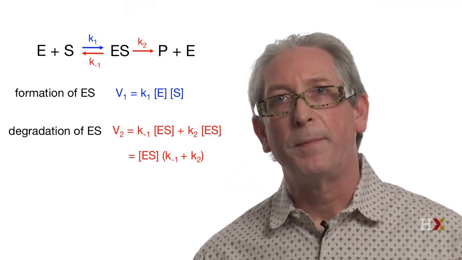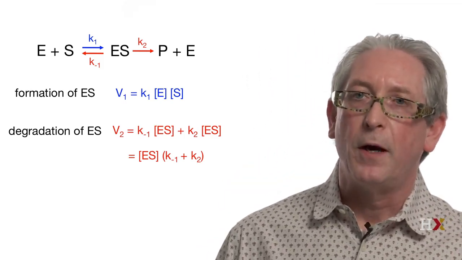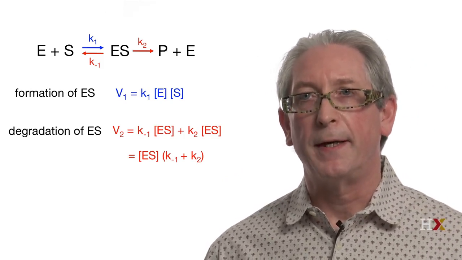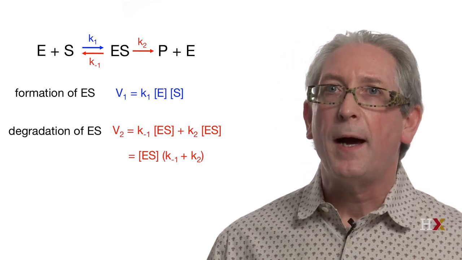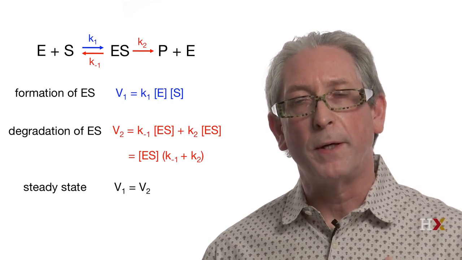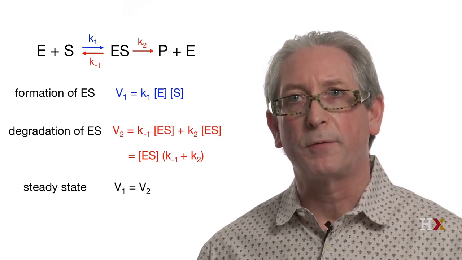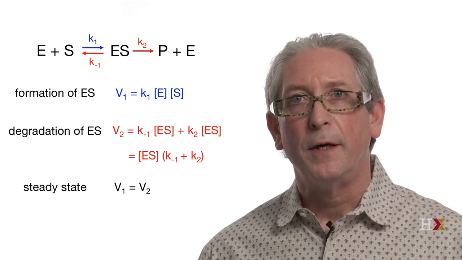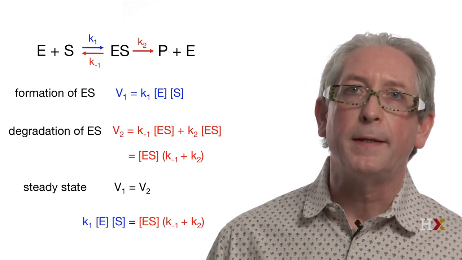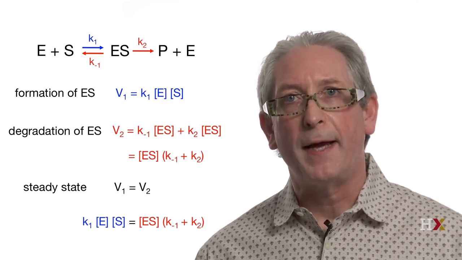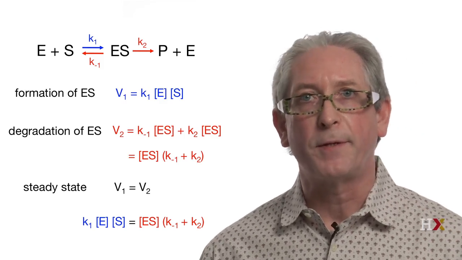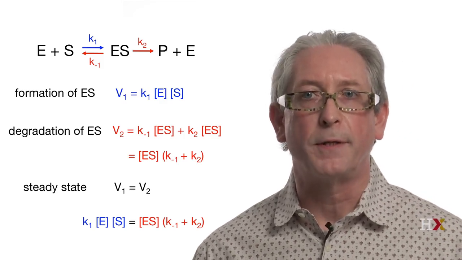Now we have determined the rate of the formation of the enzyme substrate complex and the rate of the dissociation of the enzyme substrate complex. We are at steady state. That means that these two rates are equal because the concentration of the enzyme substrate complex is constant. So we can write an equation which indicates that K1 times the concentration of enzyme times the concentration of substrate equals the concentration of enzyme substrate times K-1 plus K2.